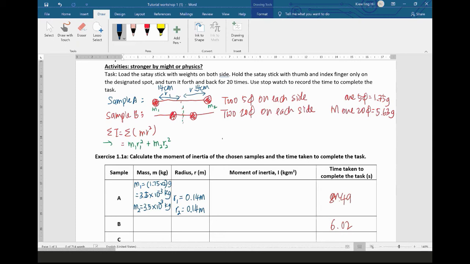So to calculate your moment of inertia, I equals m1 r1 squared plus m2 r2 squared, which is around 1.37 times 10 to the power of negative 4 kg meter squared. I want you to do the same for your sample B.